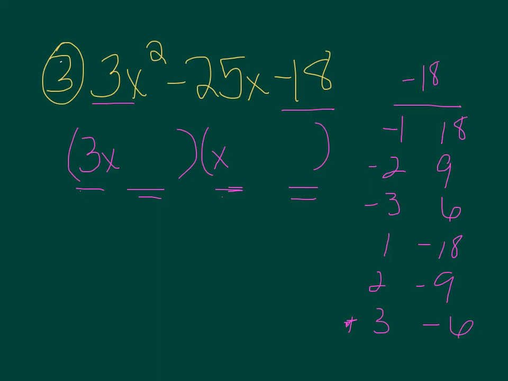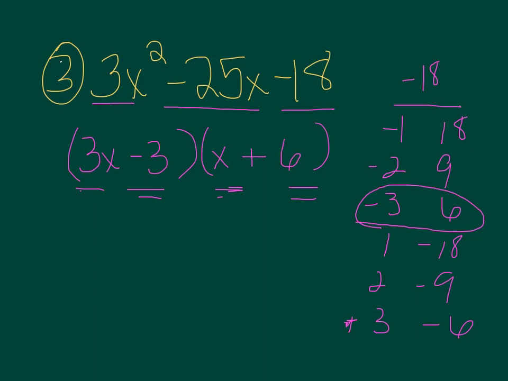Now we're going to pick one. Here you notice we have negative 25. None of these add up over here to negative 25. So I'm going to guess. I'm going to start here. I'm going to guess negative 3 and 6. So I'm going to go ahead and put a negative 3 and a positive 6.